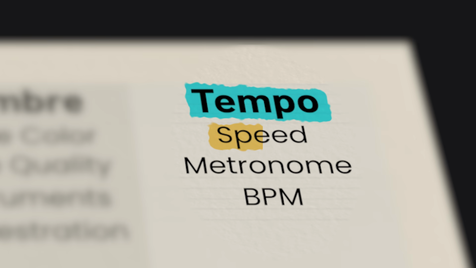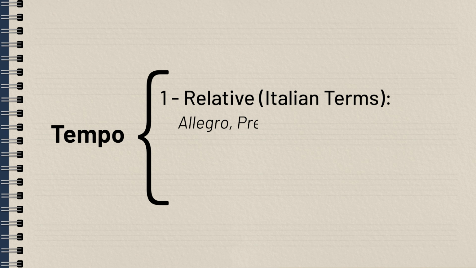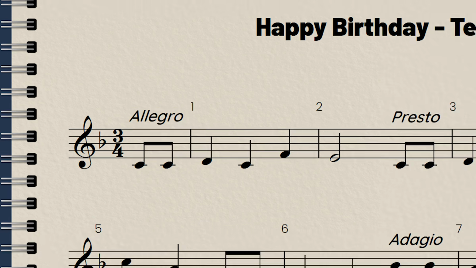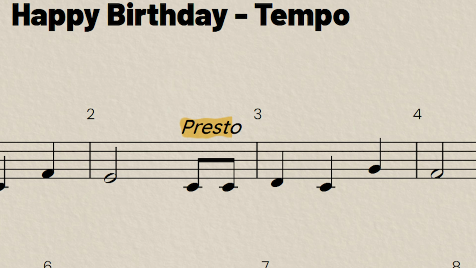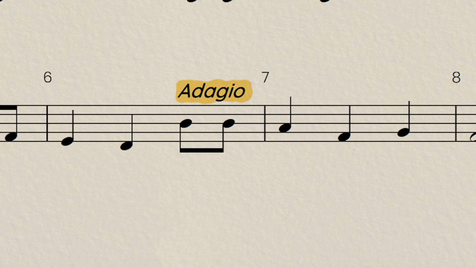Tempo determines the speed of a piece of music. There are two methods for determining the tempo. In the first method, relative tempos are used. For instance, the composer specifies whether it should be performed fast, moderate, or slow at the beginning of the music. Italian terms are usually used to define tempo. For example, allegro for fast tempo, presto for very fast tempo, moderato for moderate tempo, and adagio for slow tempo.